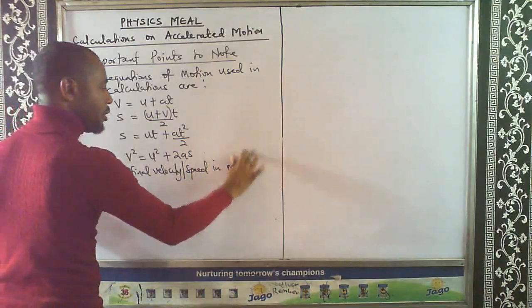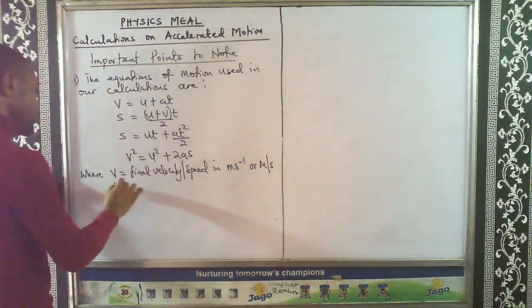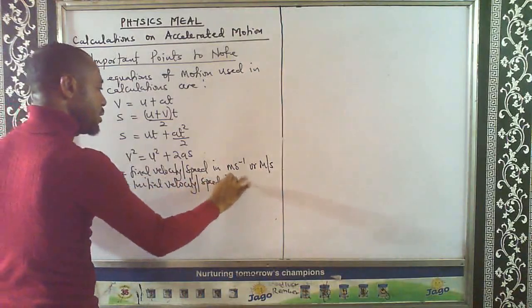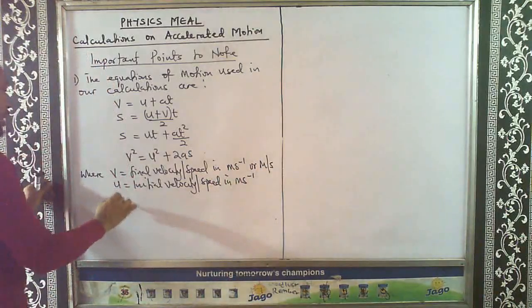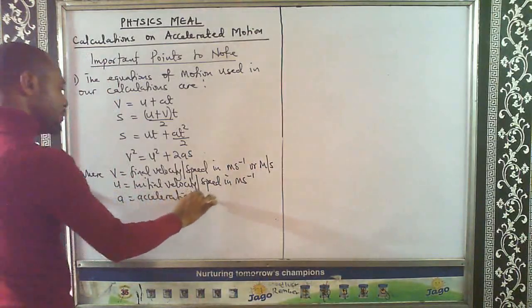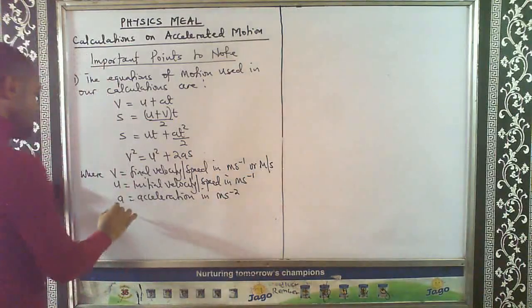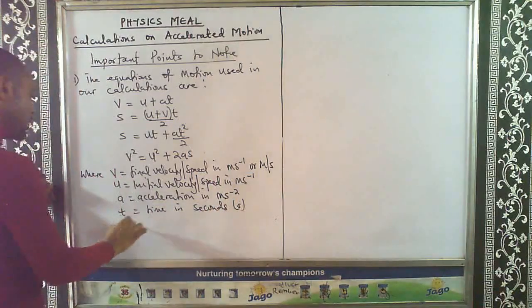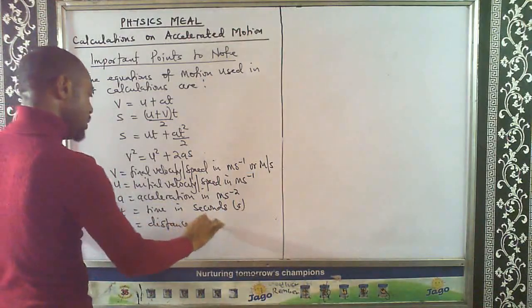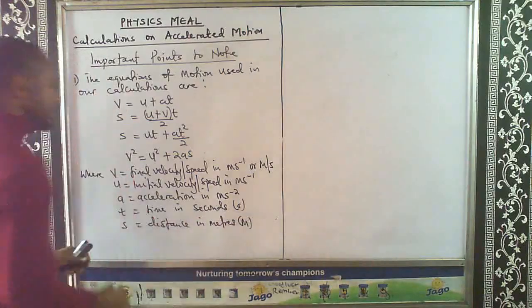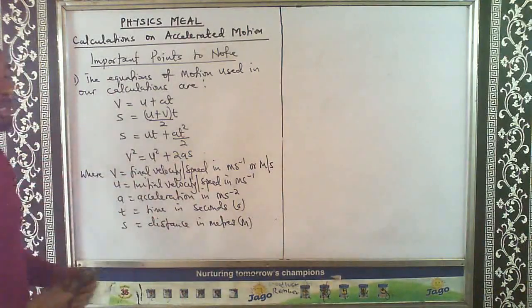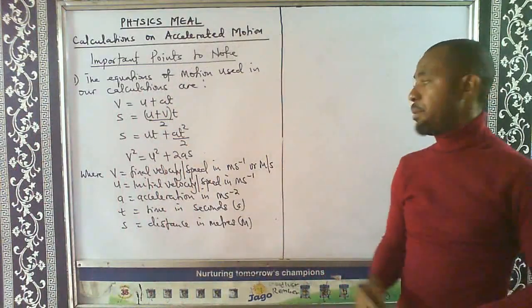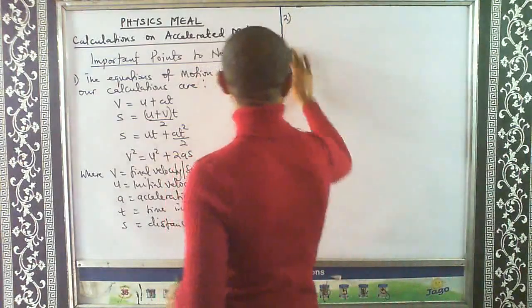in meters per second. U is initial velocity or speed, still in meters per second. This and this are the same. Then A is acceleration in meters per second squared. Then T is time in seconds, while X is distance in meters. So all these terms, that's what they stand for. So the first point we must note here is these are the equations we are going to use for our calculation. Very important. So you need to take note of these equations.